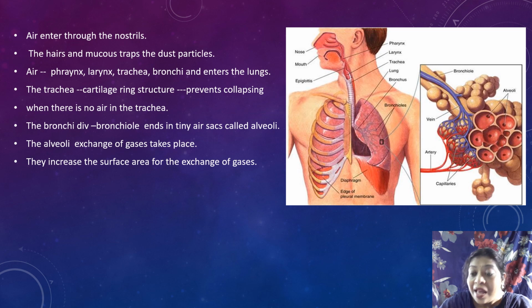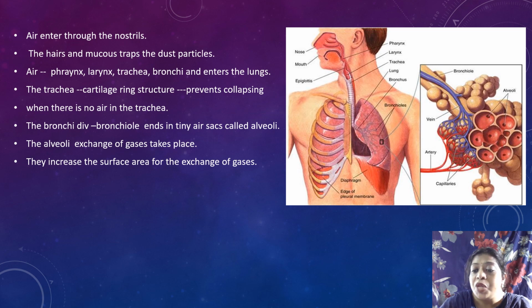After this, the air passes to the pharynx, and later into the larynx. After the larynx, it reaches the trachea, then the bronchi, and finally it empties itself in the lungs. When you talk about the trachea, what is this trachea? I already told you, it is a windpipe.